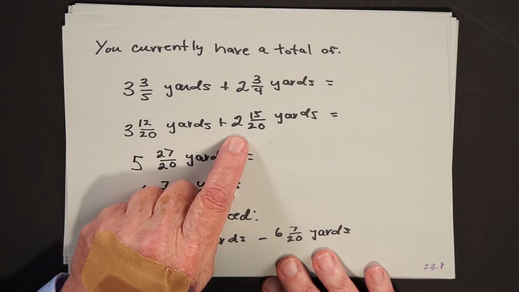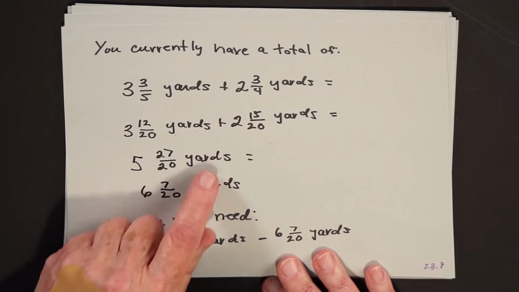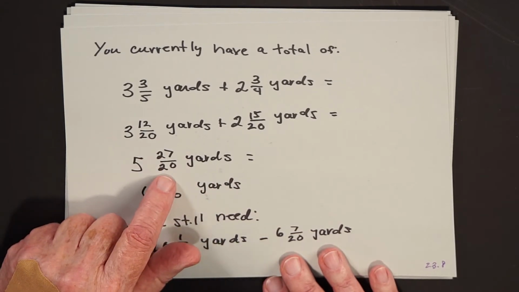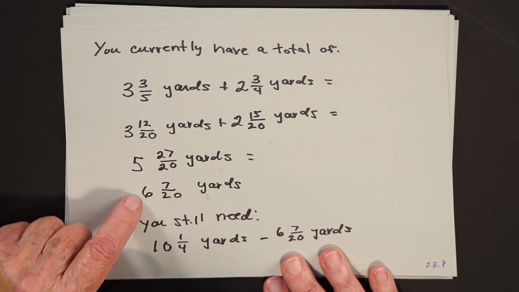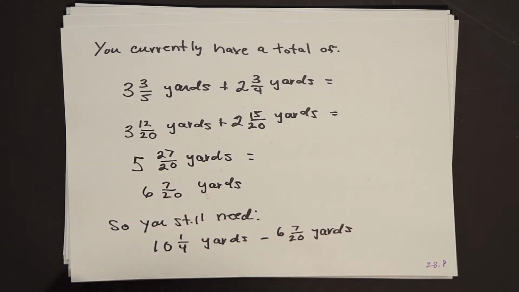Well, the 3 plus 2 gives you 5. The 12/20 and the 15/20 give you 27/20. It takes 20/20 to make a whole yard, so I have enough to make one more yard. Take away the 20 from the 27. So I have 6 yards plus 7/20 of another yard.